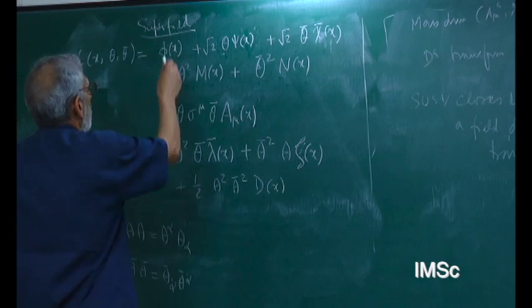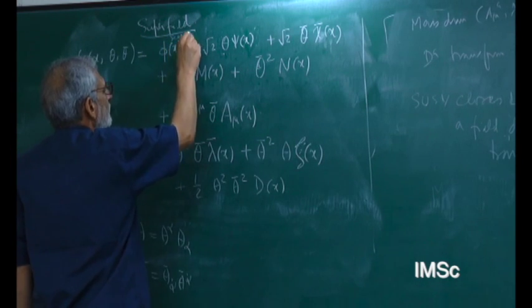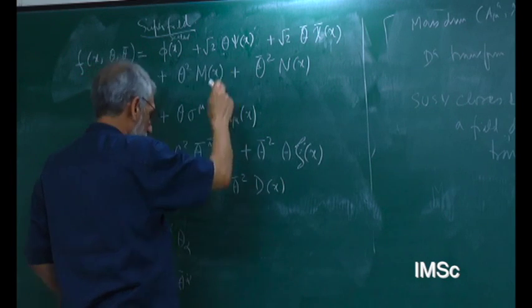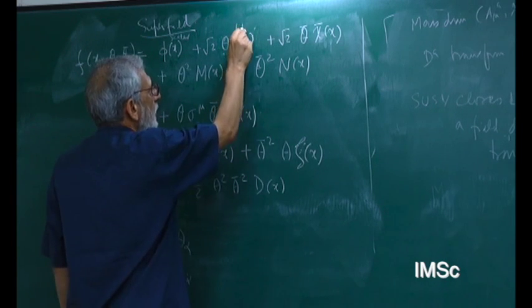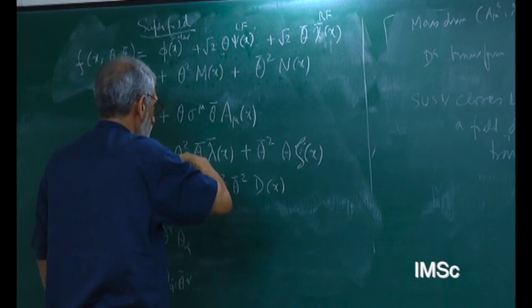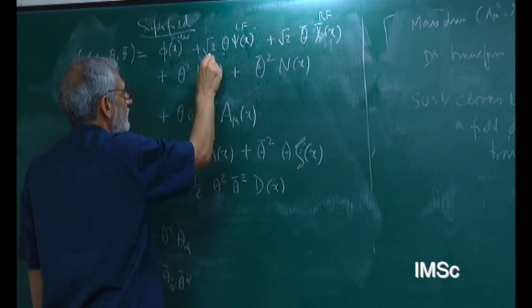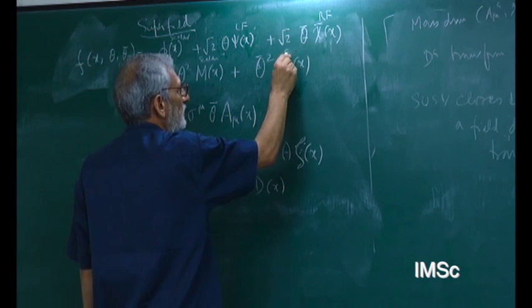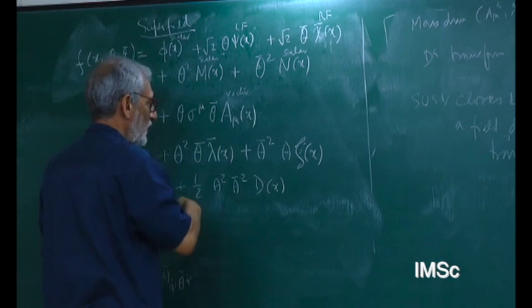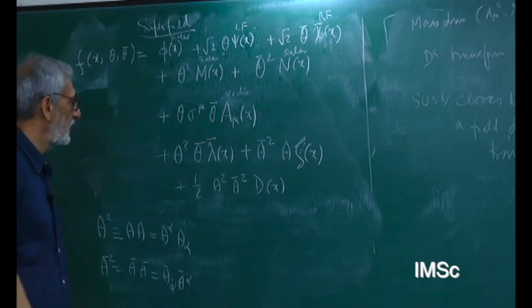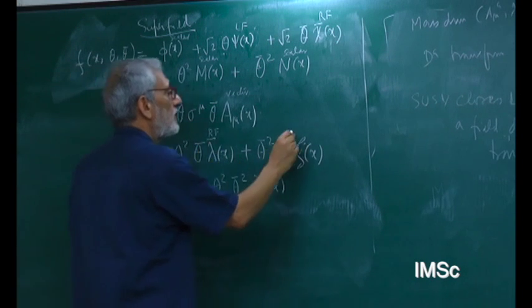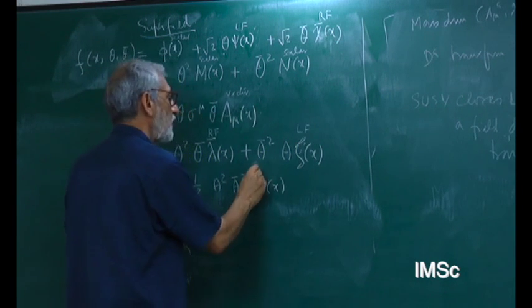Now, if this was a scalar, this would be a fermion, a left-handed fermion. This would be a right-handed fermion. This would be a scalar. This would be a scalar. This would be a vector, which means spin 1 representation of the Lorentz group. This would be a right-handed fermion. This would be a left-handed fermion. This would be a scalar.